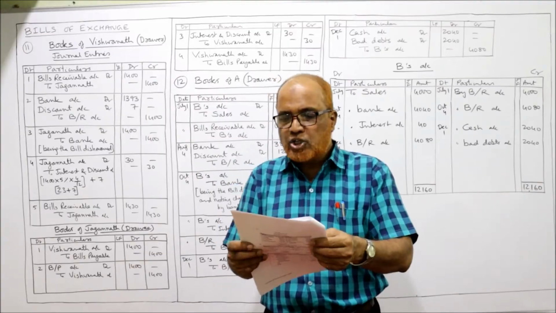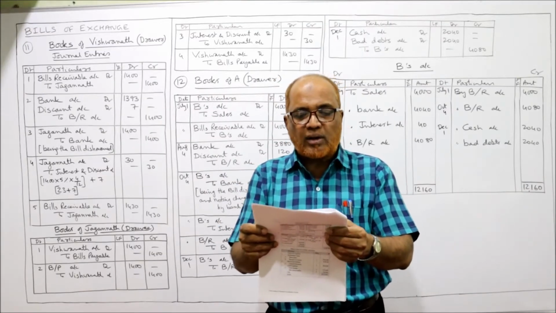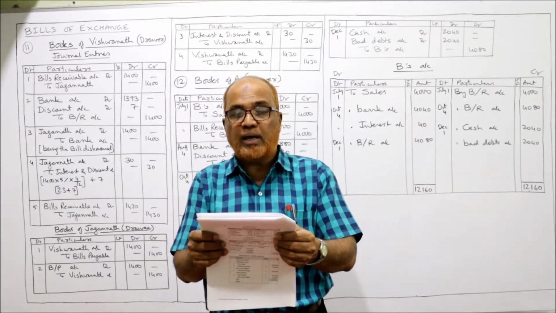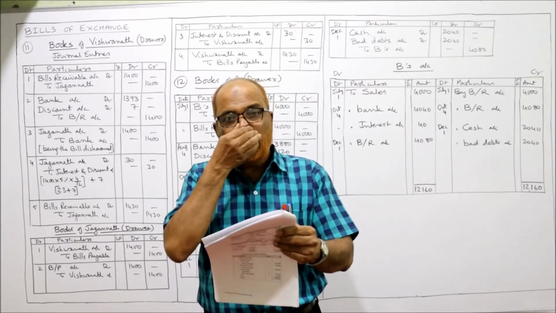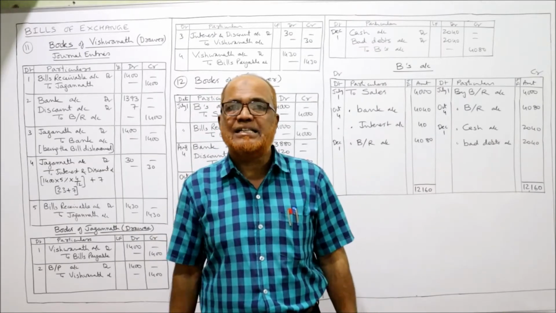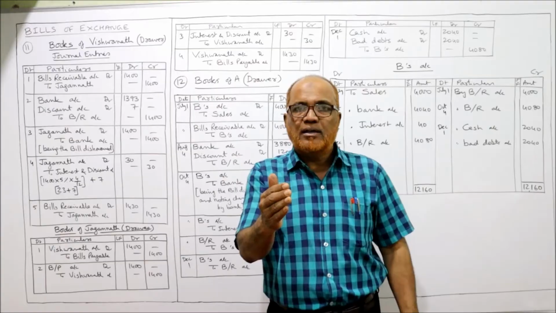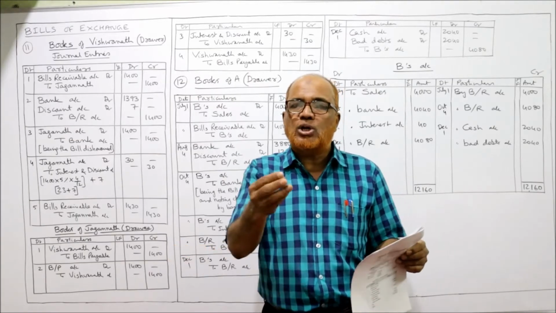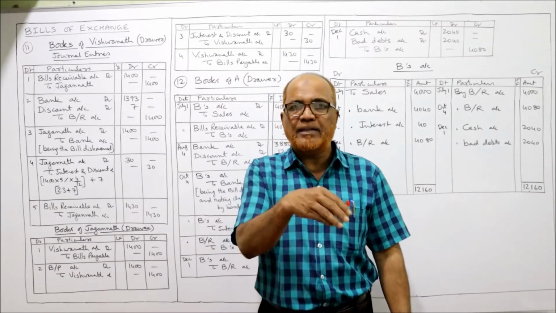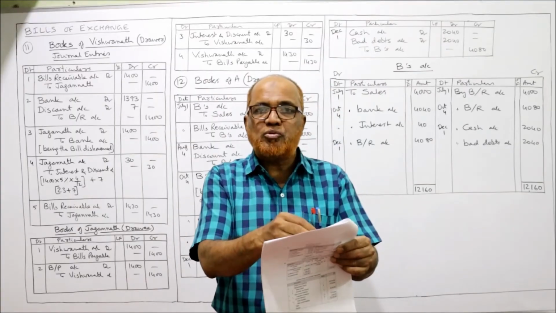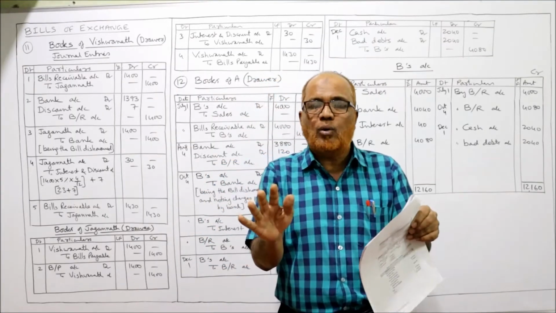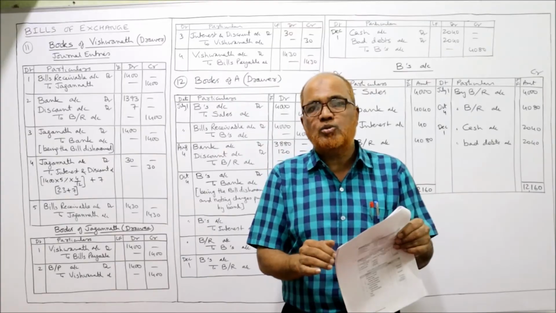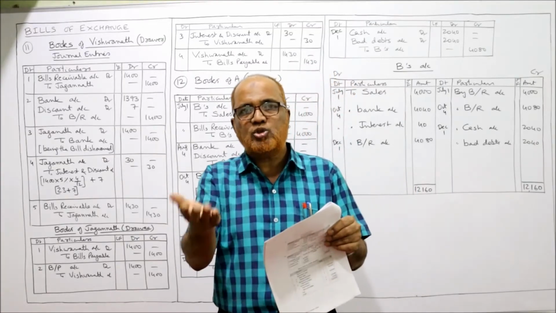Right? Now on maturity, Jagannath fails to honor the bill and requests Vishwanath to draw a new bill for 4 months. Here the old bill should be cancelled. On the due date, Jagannath is not in a position to honor the bill, to pay the bill. So he is requesting Vishwanath to cancel the old bill and a new bill is to be drawn.